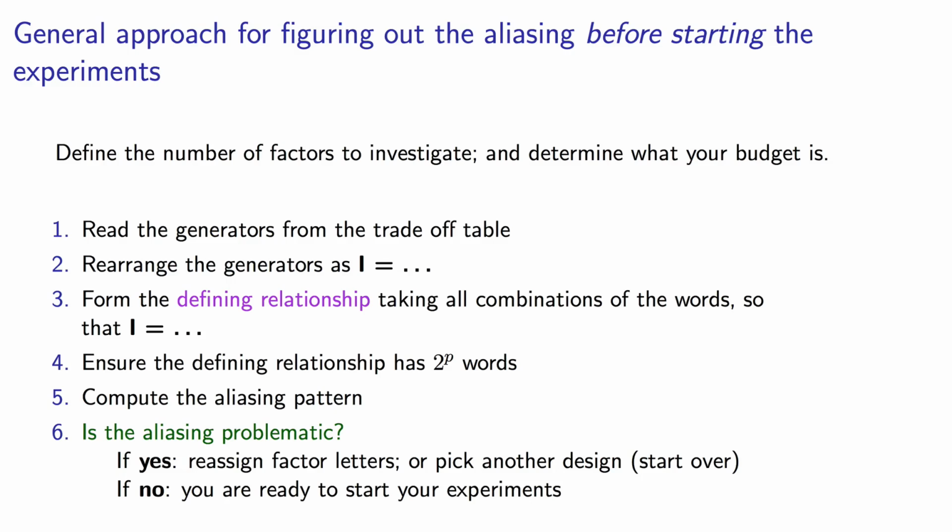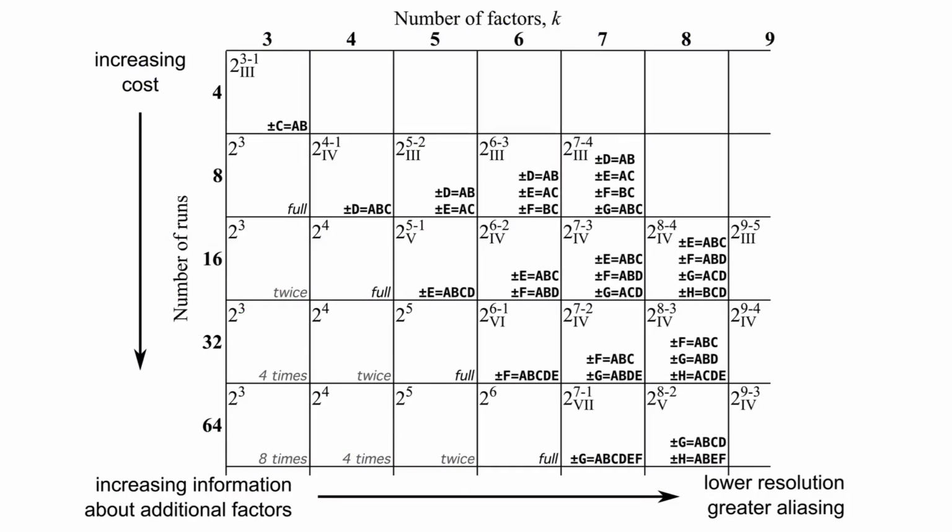Lastly, make sure the aliasing is not problematic. If it is, go ahead and reassign your letters or pick a different design. Otherwise, you're ready to start your experiments. The general rule is to pick a design that has the highest resolution possible. That means we should move over to the left of the table. But this is counteracted by our general desire to include as many factors as we can, especially for screening designs. That says we should move over to the right-hand side of the table. That's why this is a trade-off table. Include as many factors as you can afford over here on the right, but get pulled over to the left again to get the resolution that matches your objective.